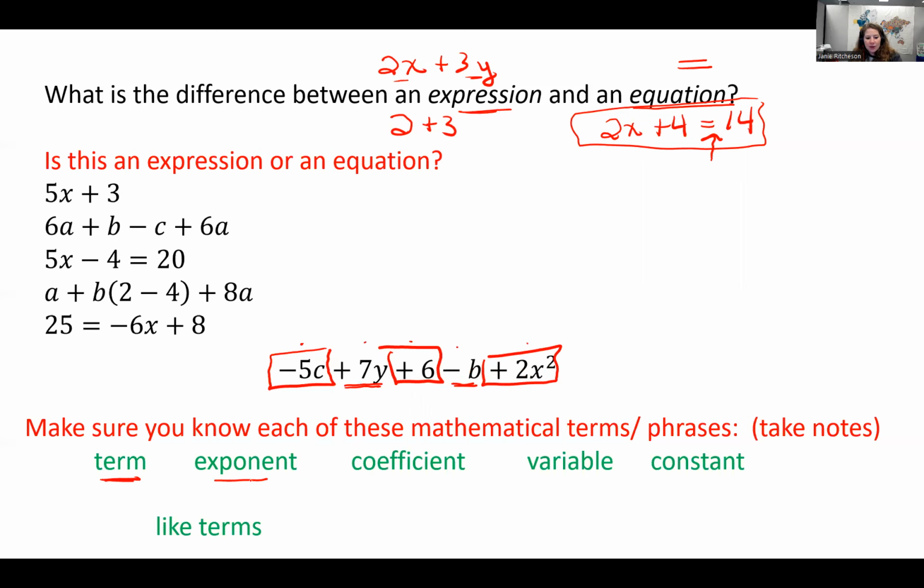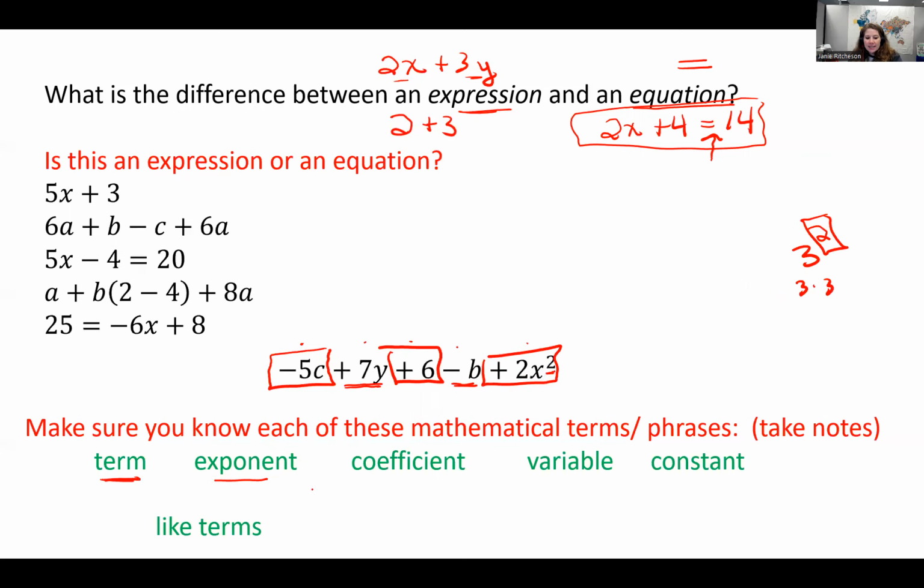An exponent, I believe you're all very familiar with an exponent. If I said, what is 3 squared? That means I want you to multiply 3 times 3. So our exponent is that little number. And so the only exponent we have in this expression is the 2.